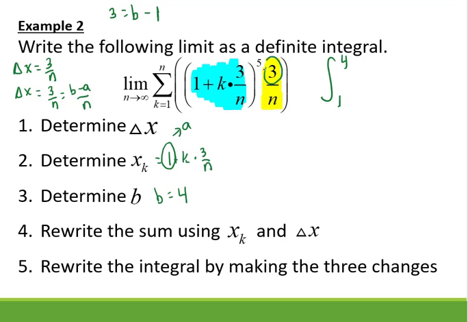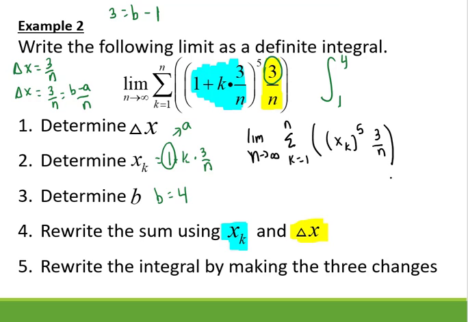Now rewrite the sum using x sub k and delta x. What I mean there, and eventually, hopefully, you're going to be able to skip this middle step. After a few examples, you might see it right away. My x sub k is that blue highlighted piece. So I have x sub k to the fifth power. My delta x was that blue highlighted piece. So my delta x here was 3 over n.